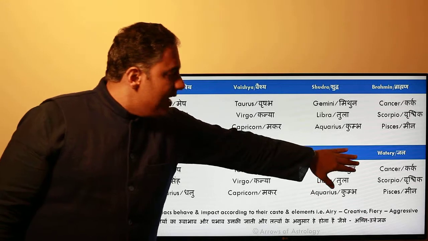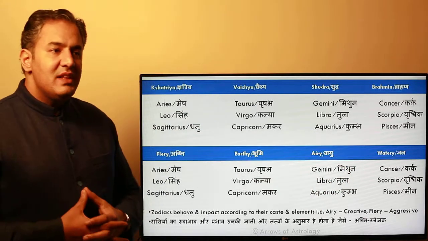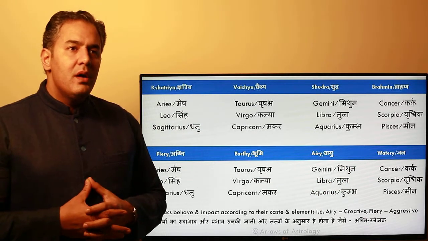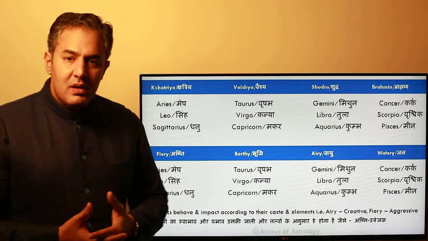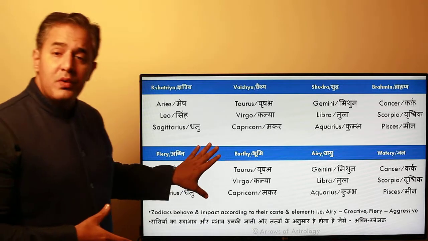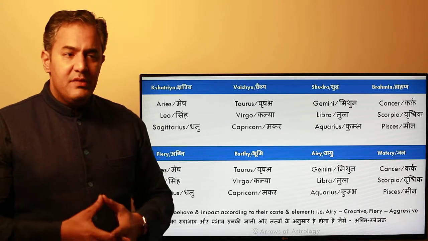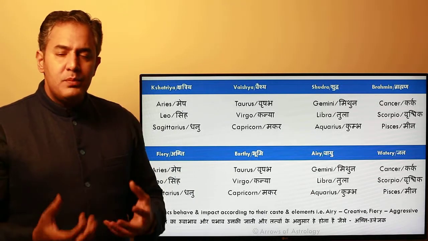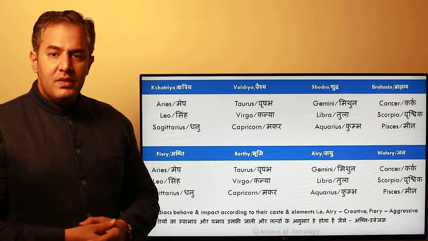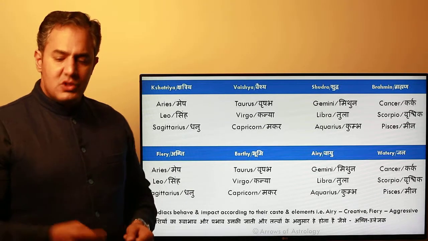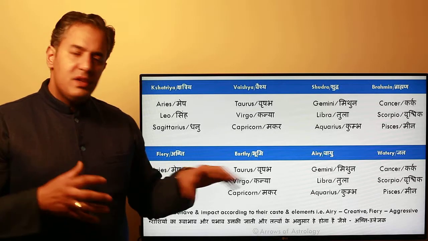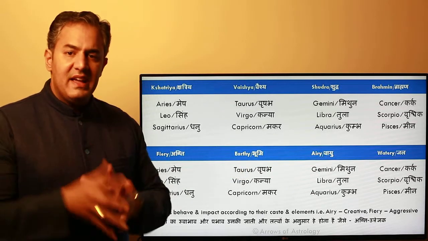So people having watery ascendants are more unstable. Like the earthy signs, people are more rigid; in watery signs, people are more unstable emotionally, physically. They can't hold on to a thought for a long while. Instantly their mind changes from this to another. It's very hard for these kinds of people to concentrate on one thing.